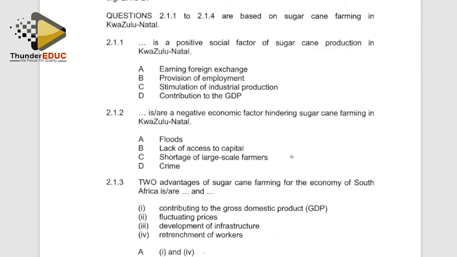Right. The first question is saying, dash is a positive social factor of sugarcane production in KwaZulu-Natal. The question is asking about a positive social factor, which means it's a benefit to society. How does society benefit from sugarcane production? The response is B, provision of employment.